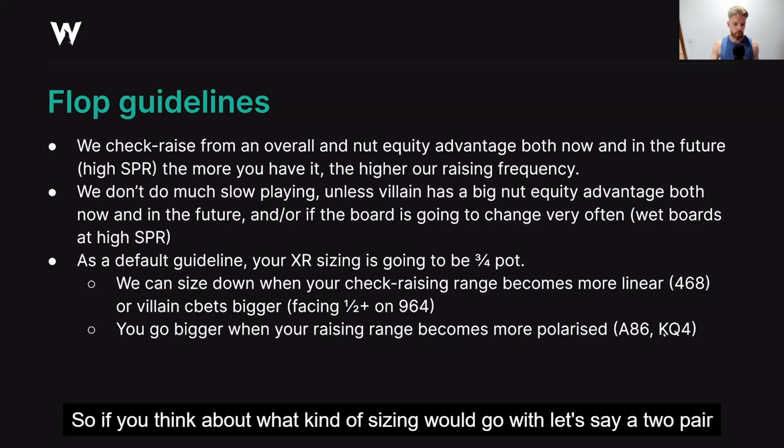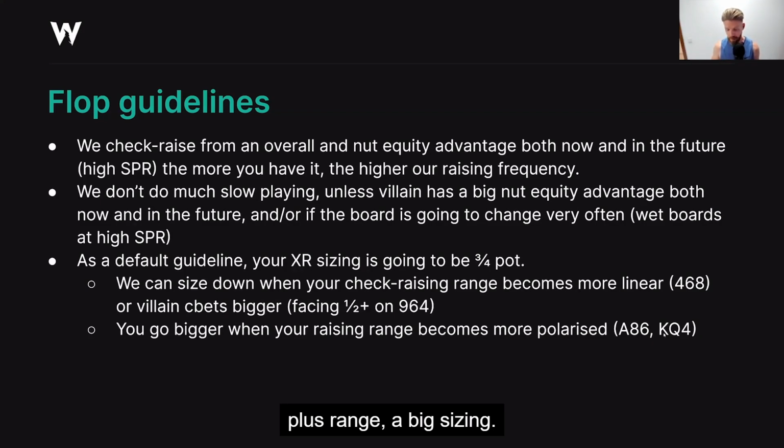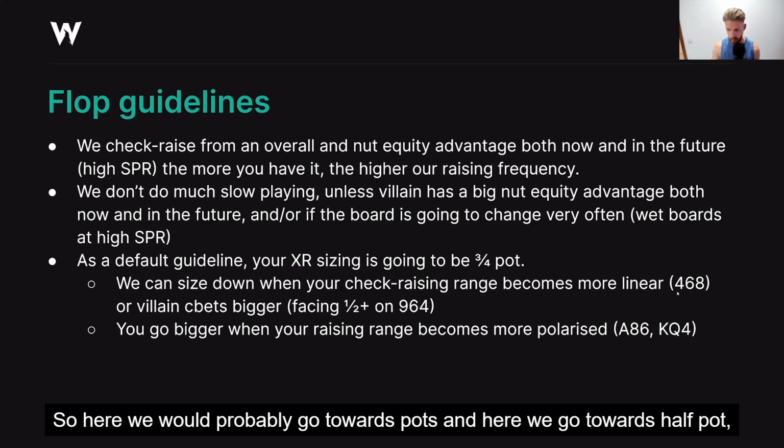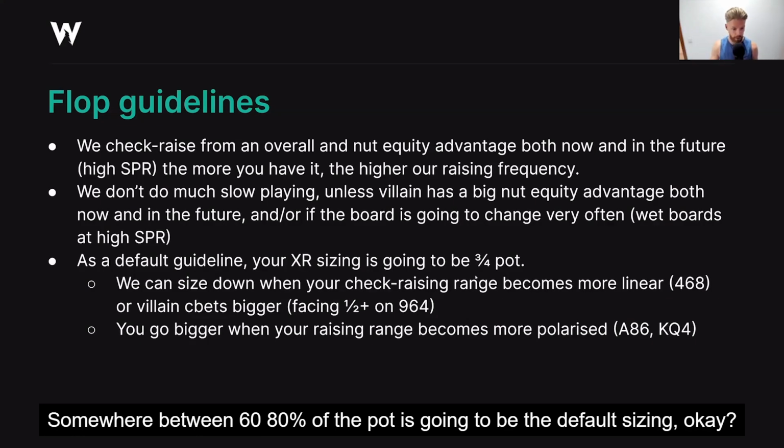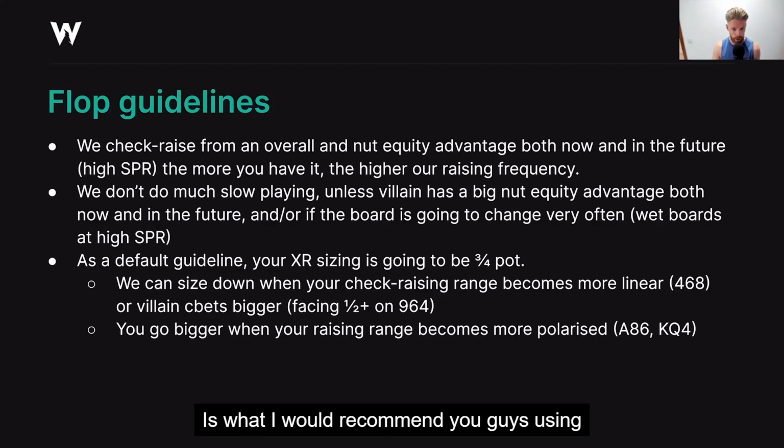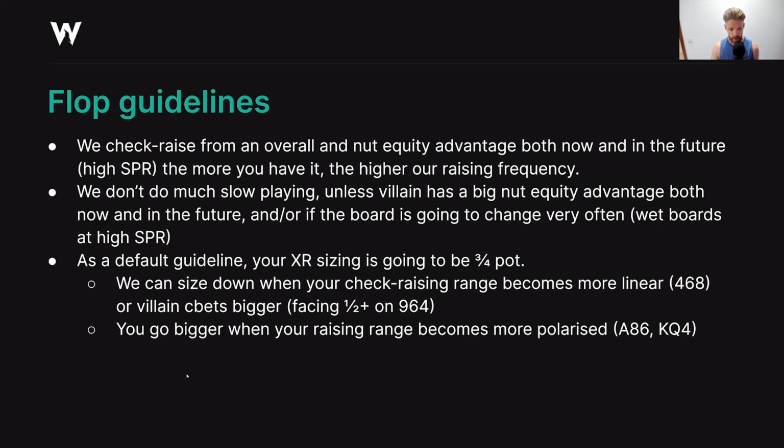Okay, so if you think about what kind of sizing would go with, let's say, a 2-pair plus range, a big sizing. So here we would probably go towards pot, and here we go towards half pot. But as a default, somewhere between 60–80% of the pot is going to be the default sizing. This is what I would recommend you guys using.